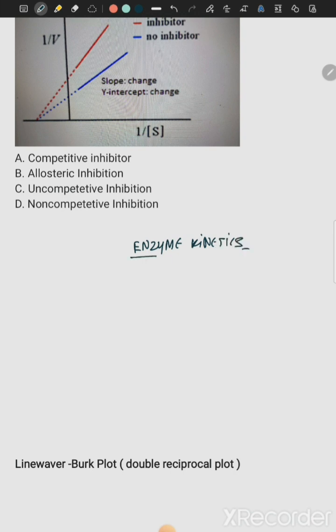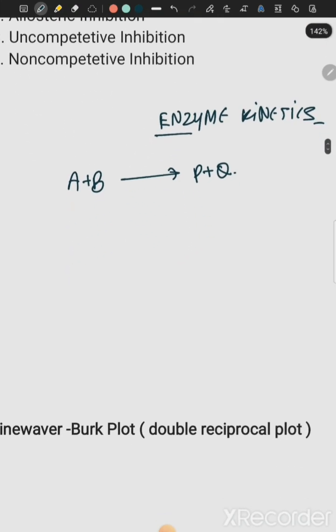Now in enzyme kinetics, what are enzymes? Enzymes are biological catalysts, which do not get involved in the reaction, but they accelerate or speed up the reaction. To make it more clear, if there is a substrate A plus B which is forming P plus Q, this is the product. So there is a rate, or the speed of formation of the product.